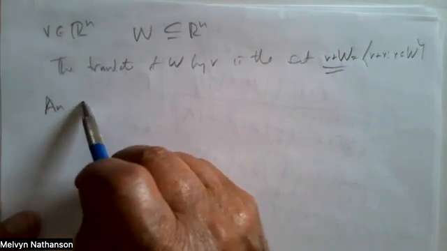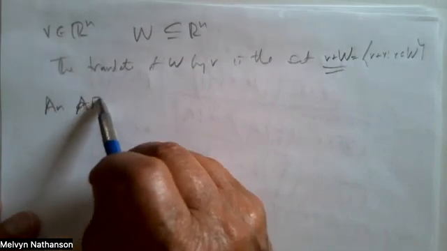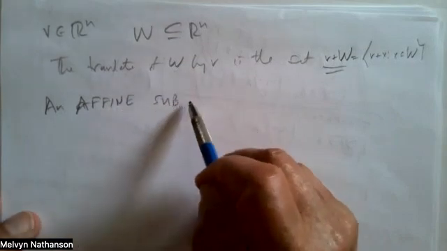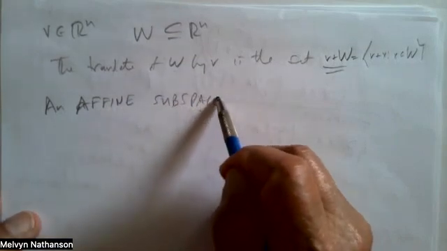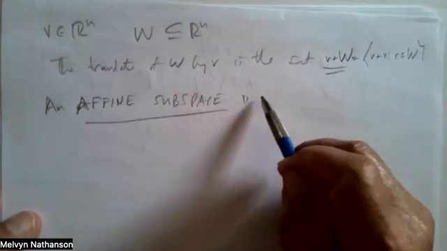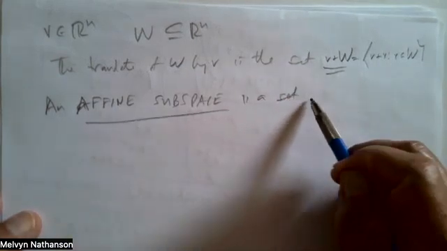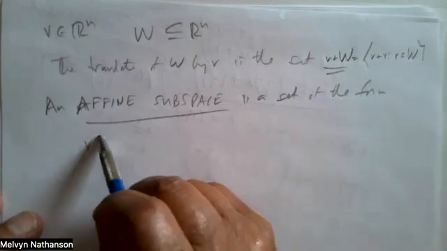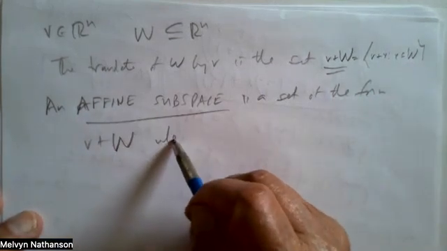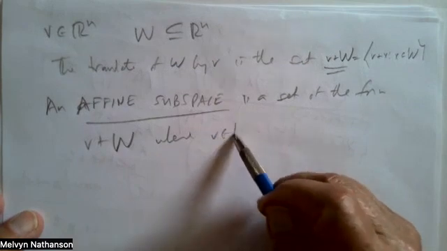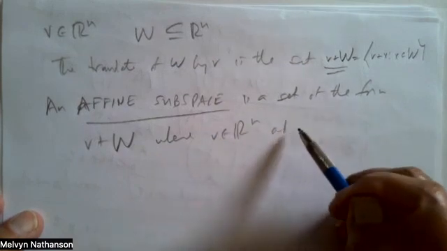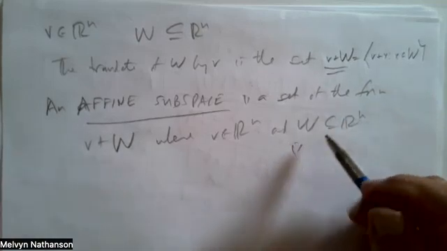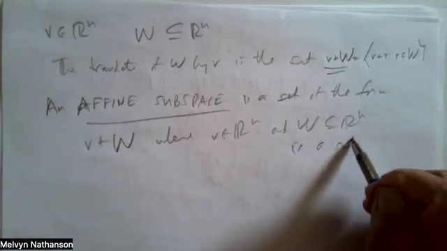And what is called an affine subspace is a set of the form V plus W, where V is a vector and W contained in Rn is not just a subset, but it's a subspace.